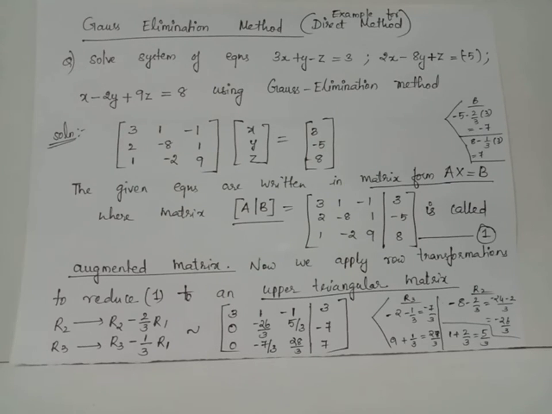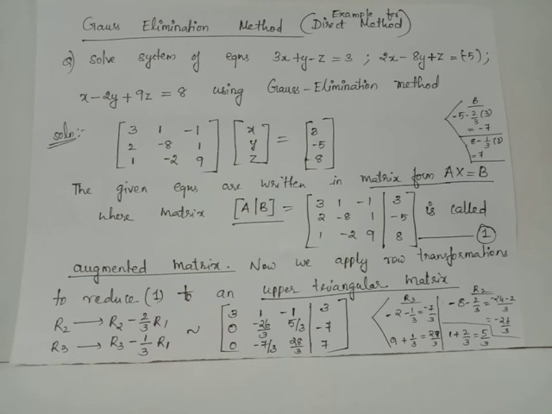In order to obtain the coefficient matrix A, we will take the coefficients of the variables of each equation. For example, in the first equation 3x plus y minus z equals 3, the coefficients appearing in the LHS will be 3, 1, minus 1, which becomes the first row of the coefficient matrix. From the second equation 2x minus 8y plus z equals minus 5, we get 2, minus 8, 1 as the second row. From the third equation x minus 2y plus 9z equals 8, we get 1, minus 2, 9 as the third row of the coefficient matrix.